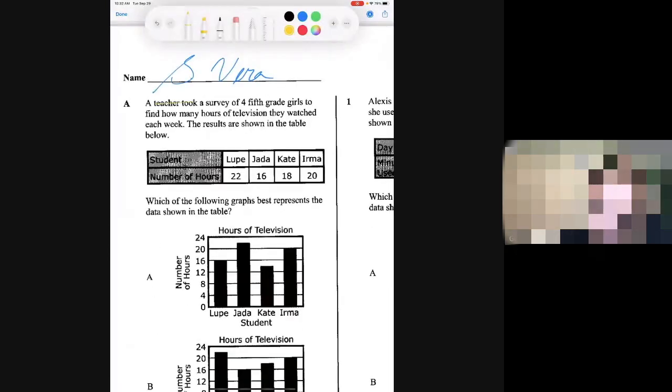Notes. A teacher took a survey of 4 fifth-grade girls to find out how many hours of television they watched each week. The results are shown in the table below. We have the students and the number of hours. Lupe watched 22 hours of TV. Jada watched television for 16 hours. Kate watched television for 18 hours. And Irma watched television for 20 hours. Which of the following graphs best represents the data shown in the table?